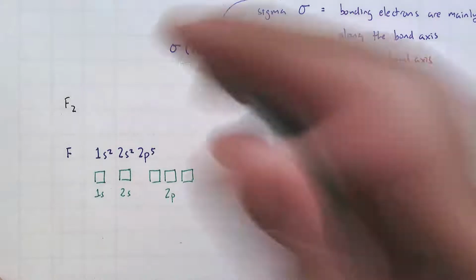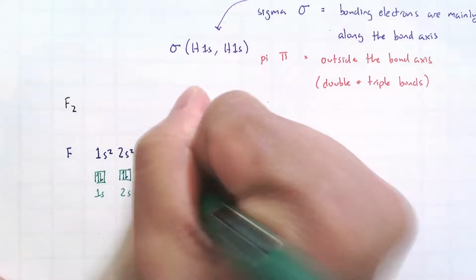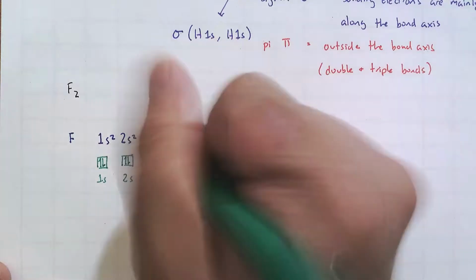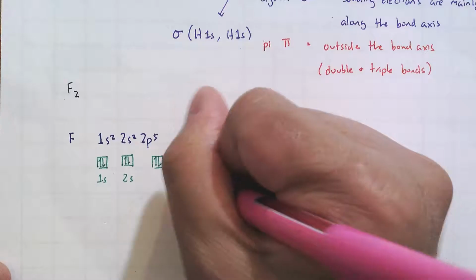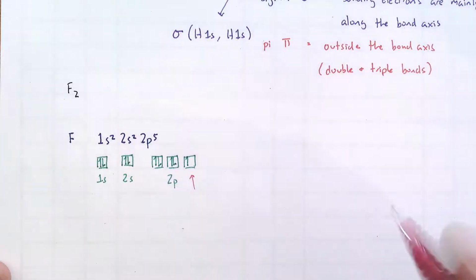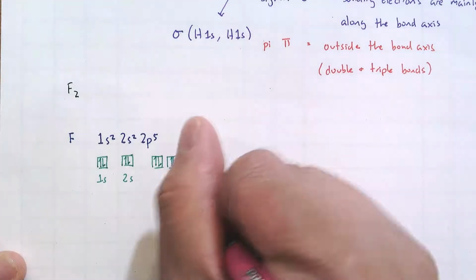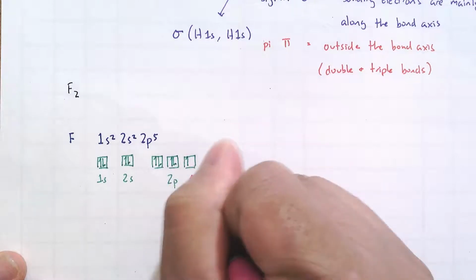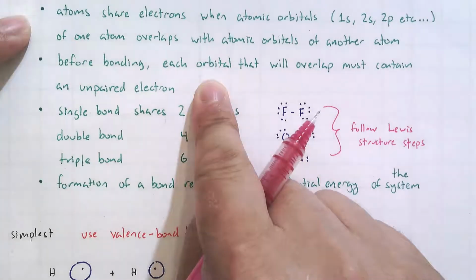We have 9 electrons. 1, 2, 3, 4, 5, 6, 7, right? Using Hund's rule, 8, 9. See, there is your half-filled orbital that is going to be involved in bonding. This is your unpaired electron that we were looking for, bullet point number 2.